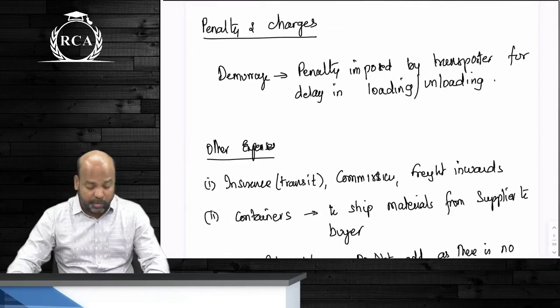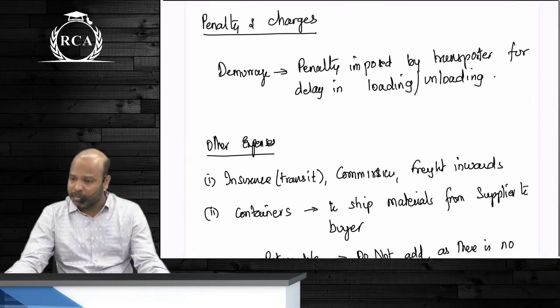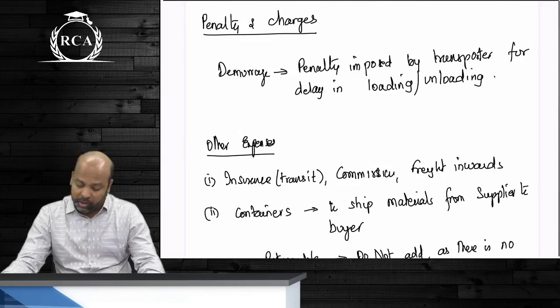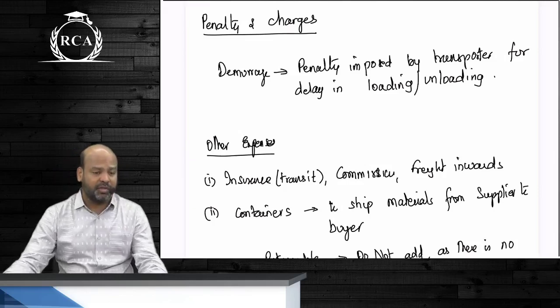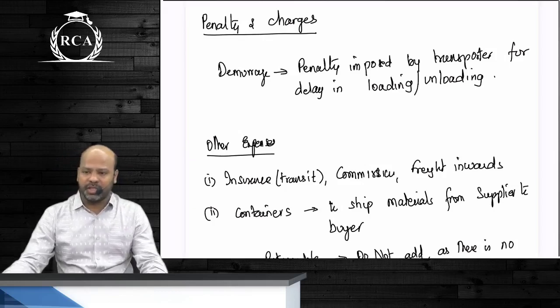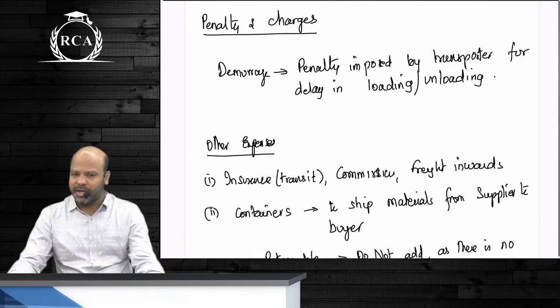After that, we spoke about penalty and charges. I said penalty and charges are in the nature of abnormal, so you should be transferring them to the P&L account. There was demurrage. What's the definition of the word demurrage? This is a penalty that is imposed by the transporter for delay in either loading or unloading. Any other fine or penalty, you will directly transfer to the P&L account.